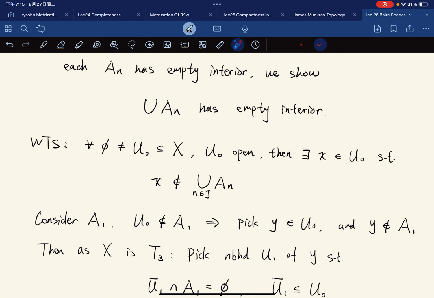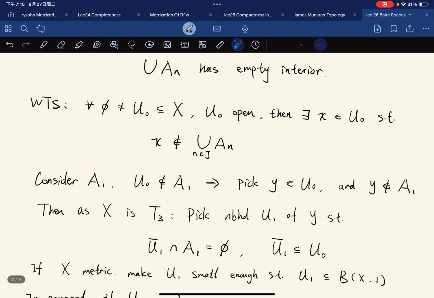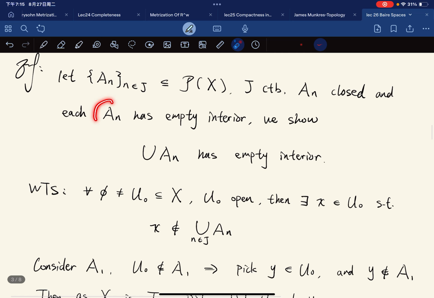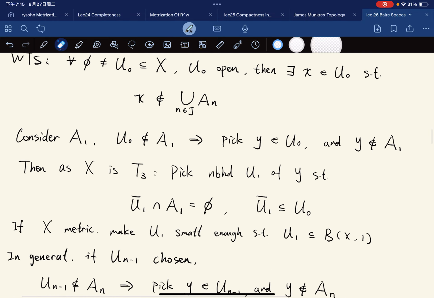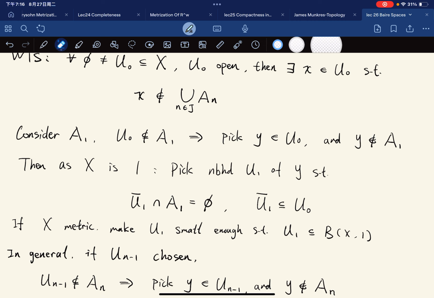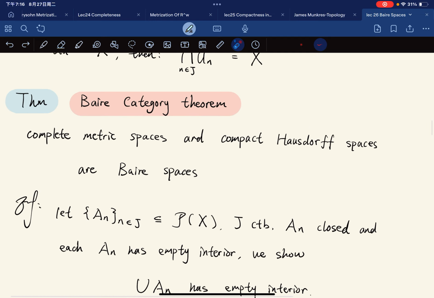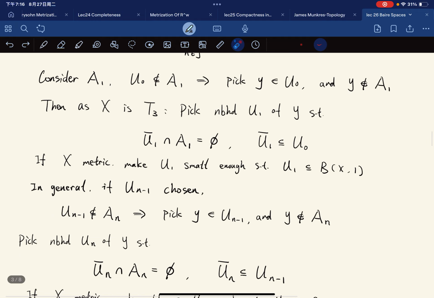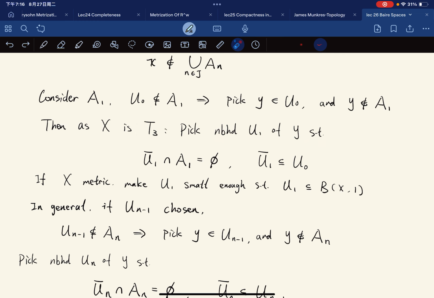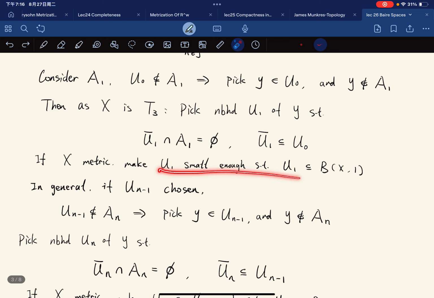And to focus on this, we're going to construct a sequence, okay? So first we consider A_1. Because each of them has empty interior, A_1 has empty interior, so U_0 is not a subset of A_1. So we can pick a y in U_0 that is not in A_1, and as X is regular, right? X is regular because metric spaces are normal, compact Hausdorff spaces are normal, and normal spaces are regular. So as X is regular, no matter what, we can pick a neighborhood U_1 of y such that this is true, okay? If X is a metric space, then we can make U_1 small enough such that it is contained in the ball of radius 1 centered at y.